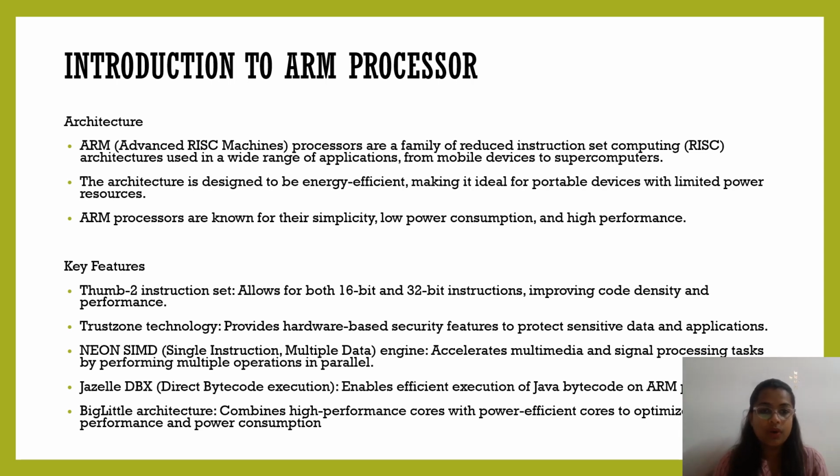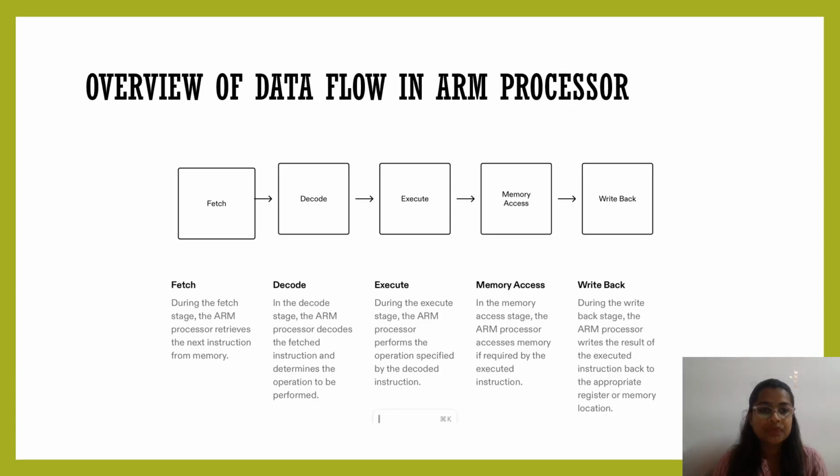Key features of the ARM processor are: the Thumb-2 instruction set allows for both 16-bit and 32-bit instructions, improving code density and performance. TrustZone technology provides hardware-based security features to protect sensitive data and applications. The Neon SIMD (Single Instruction Multiple Data) engine accelerates multimedia and signal processing tasks by performing multiple operations in parallel.